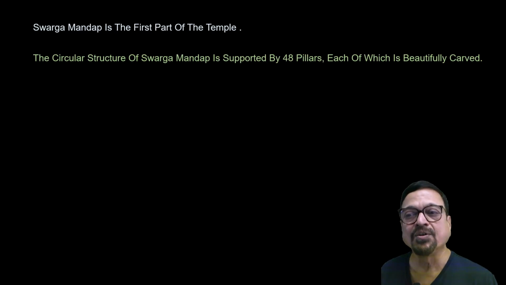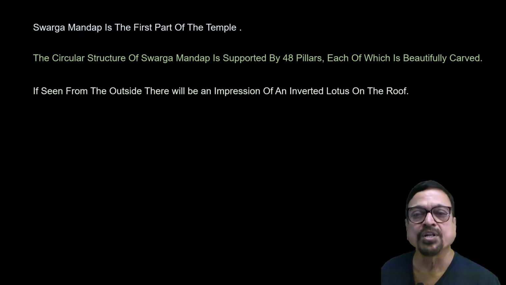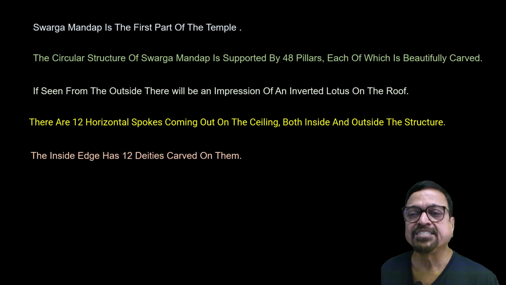Now, Swarga Mandapam is the first part of this temple, what we are seeing just now. The circular structure of the Swarga Mandapa is supported by 48 pillars, each of which is beautifully carved. Seen from the outside, there will be an impression of an inverted lotus on the roof. So for this you will have to have an aerial imagination. There are 12 horizontal spokes coming out of the ceiling, both inside and outside the structure. The inside edge has 12 deities carved on them.